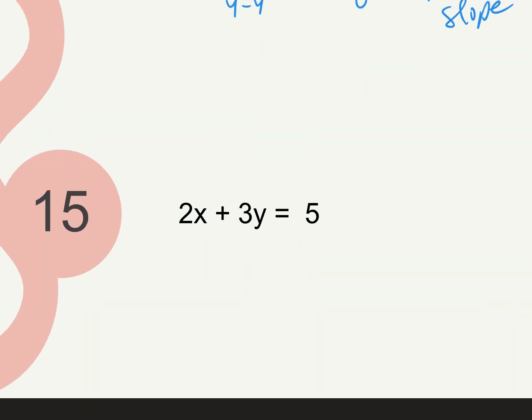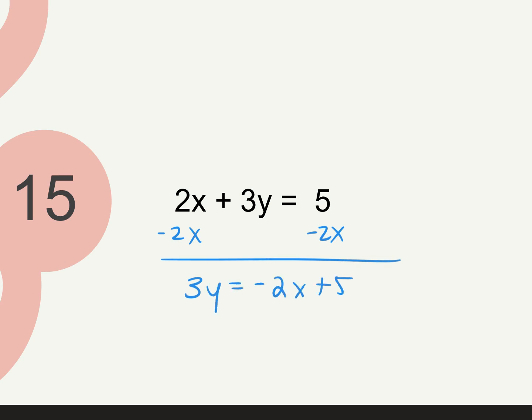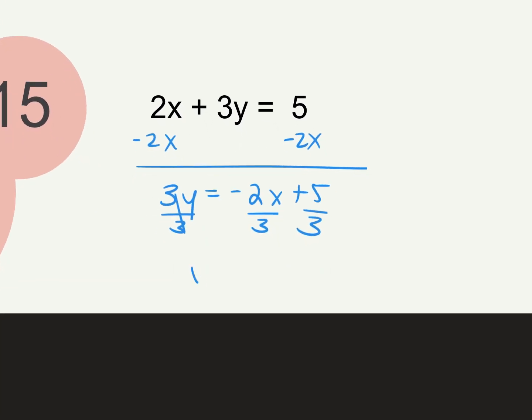All right, identify the slope. What kind of a form am I starting off in here? This isn't standard form. I have a positive x, and I got my y equals a constant. We're good to go. So we're going to do two things. We're going to subtract the 2x, move that 2x over. So 3y equals negative 2x plus 5, and then do what? Divide by 3. Perfect. So y equals negative 2/3 x plus 5/3.